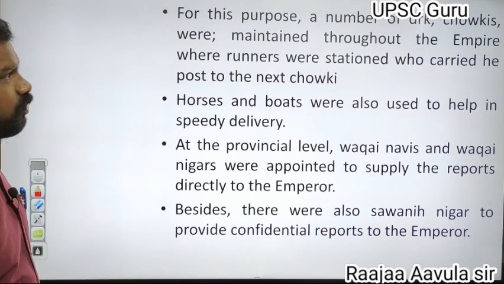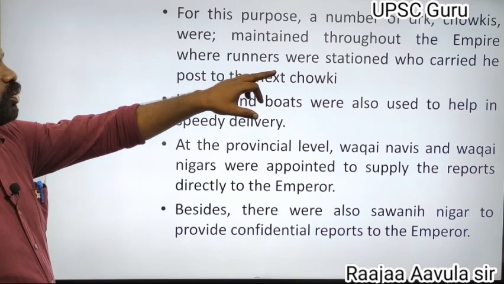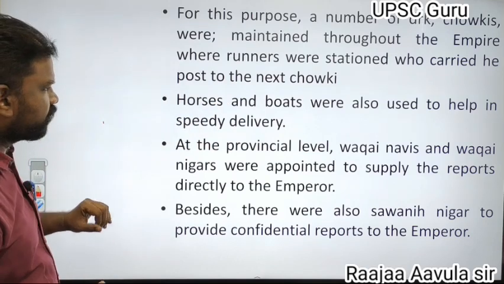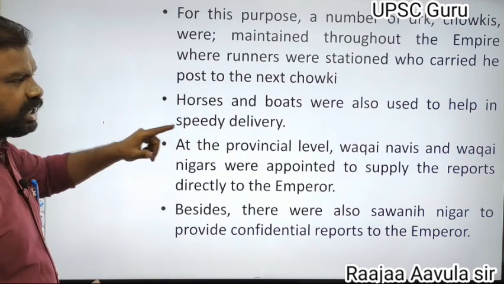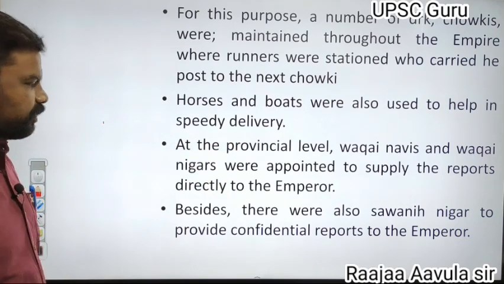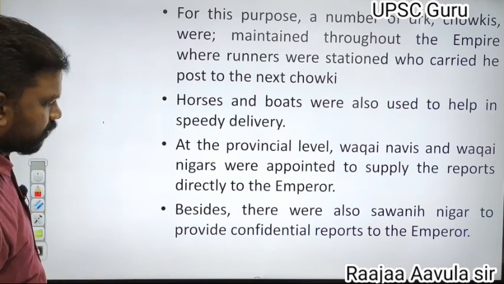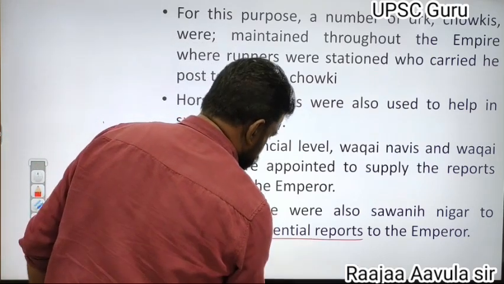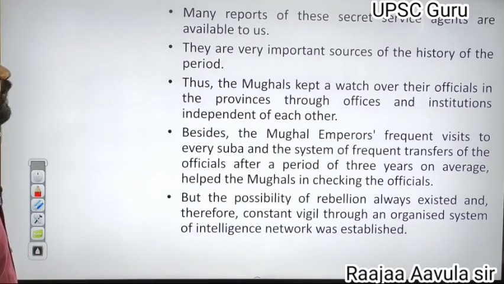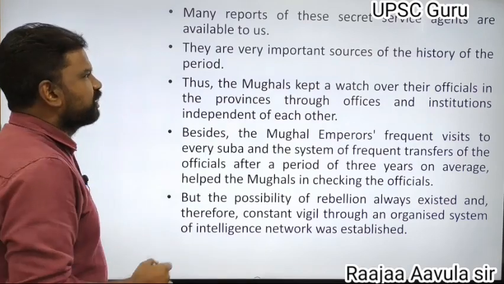For this purpose, a number of dak chowkis, as I told you, were set up where runners were stationed who carried post to the next chowki. Horses and boats were also used to help speedy delivery. At the provincial level, Waqia Navis and Waqia Nigars were appointed directly by the emperor. Besides, there was a Sawanih Nigar, who provided confidential, secret reports to the emperor. Many reports of these secret service agents are available to us. They are very important in the history of this period.